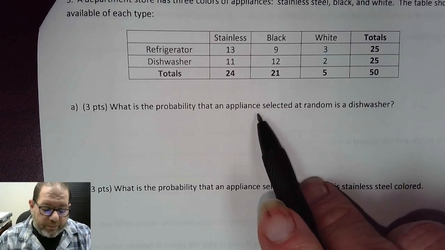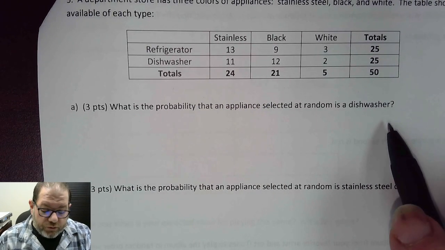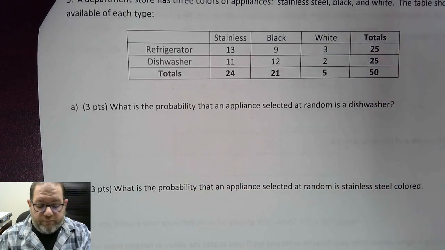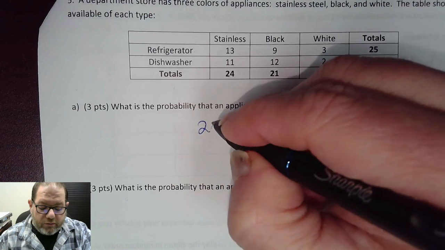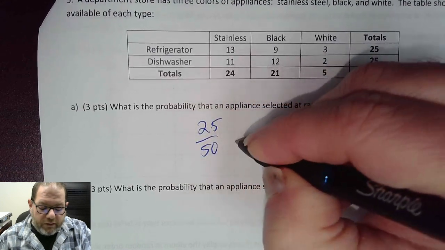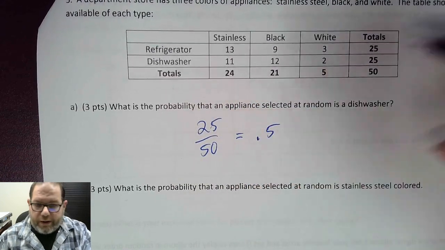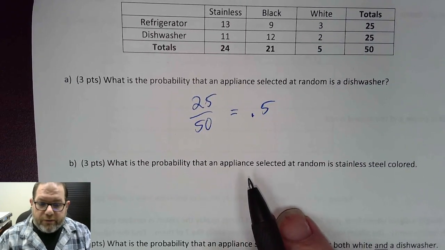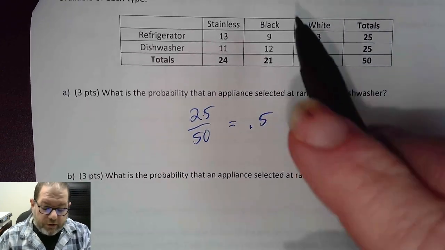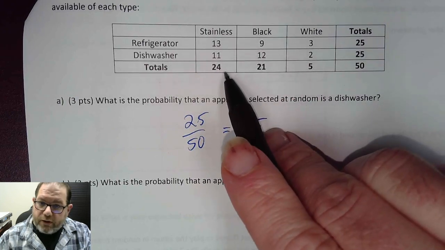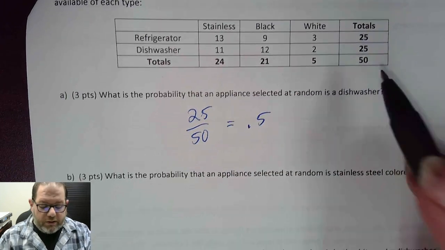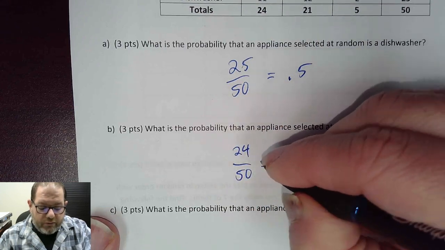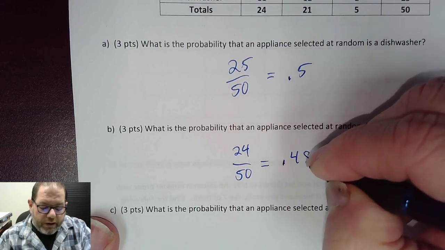What is the probability that an appliance selected at random is a dishwasher? Well, we look at dishwashers. There's 25 of them out of 50 total appliances. So 25 out of 50, and that just calculates out to being 0.5. Okay. What is the probability that an appliance selected at random is stainless steel colored? Well, we look at the stainless column. There's 24 of those out of 50. So we can just divide those, and that calculates out to 0.48.